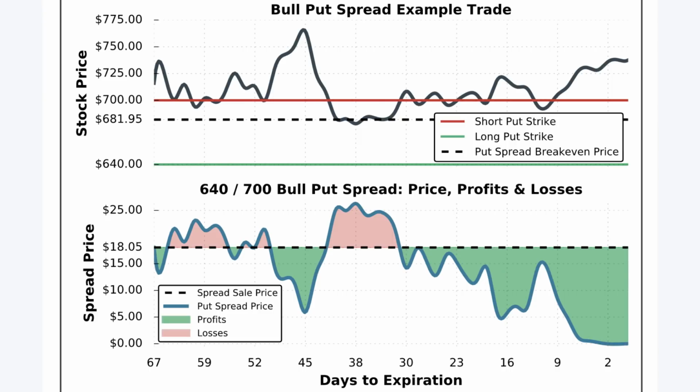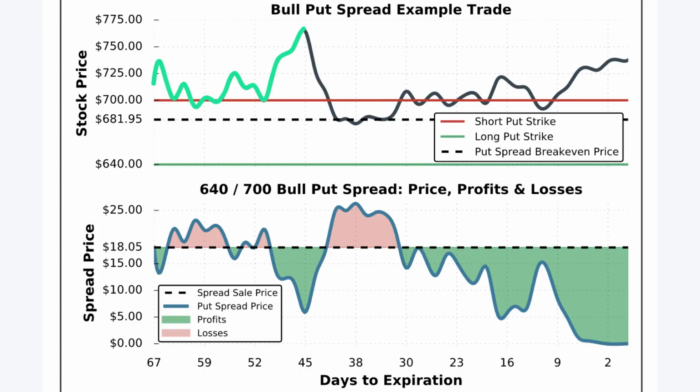Let's take a look at how this trade performed. On the very top of the chart, we're looking at the price changes of the stock price relative to the strike prices of the put spread. On the bottom of the chart, we're looking at the price changes of the put spread itself. Over the first 22 days of the trade, the stock price was extremely volatile and the spread had many transitions from profitable territory to unprofitable territory.